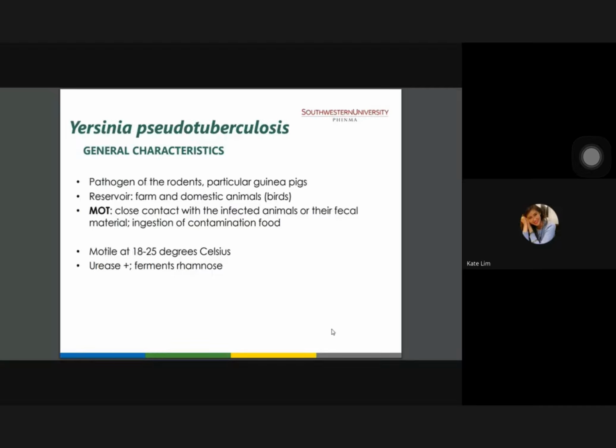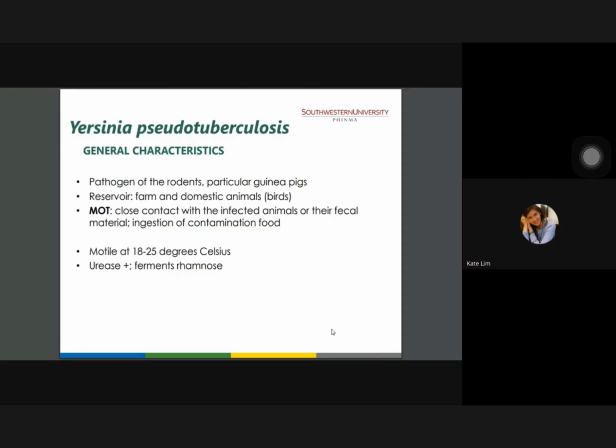Since it is very common in rodents and some guinea pigs, it has an animal reservoir. So the usual animal reservoir are the guinea pigs. It could cause a range of symptoms in these animals, which we will not discuss anymore since we're not vet med students. But especially if you're fond of petting guinea pigs, this bacterium can sometimes be transmitted to humans. So again, for your Yersinia pseudotuberculosis, the reservoir are the guinea pigs. But it could also be transmitted via close encounter with these reservoirs, so you could actually harbor these pathogens in their bodies.